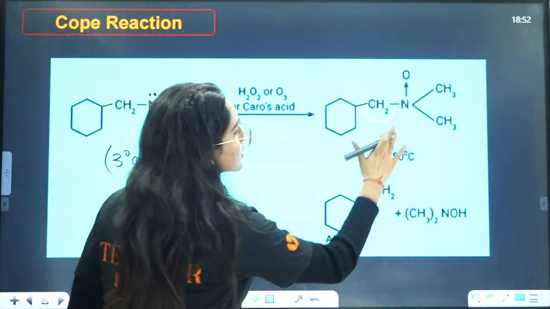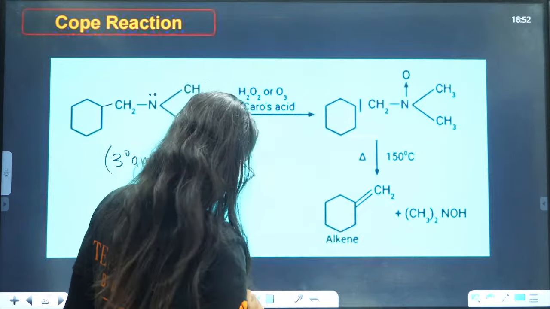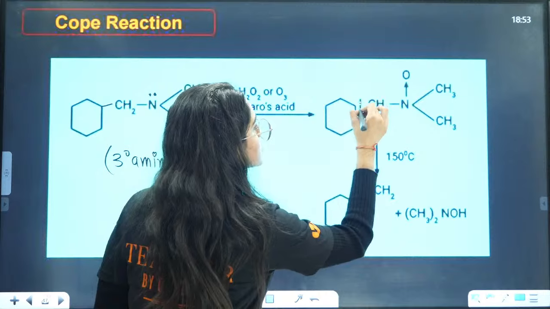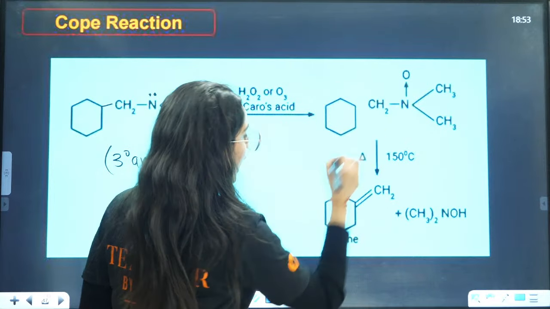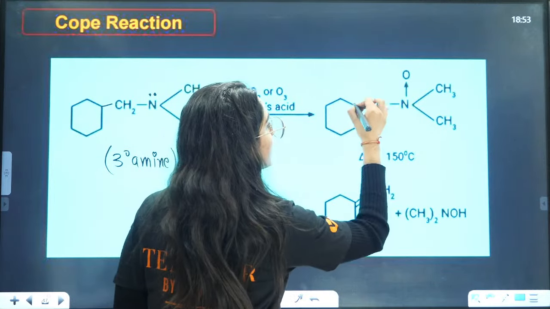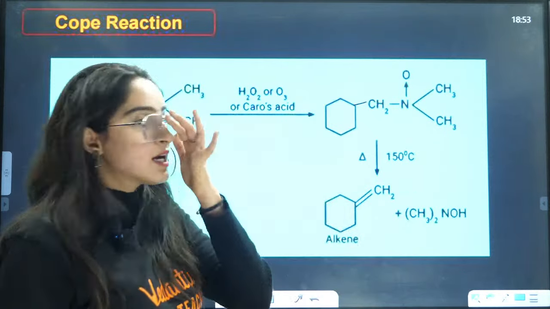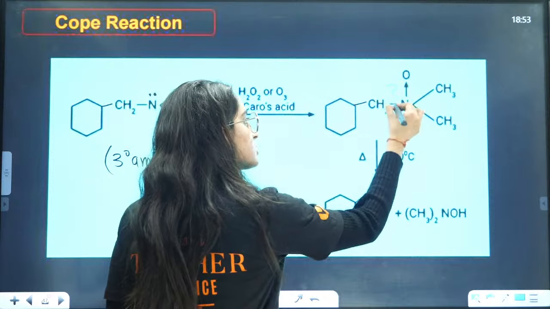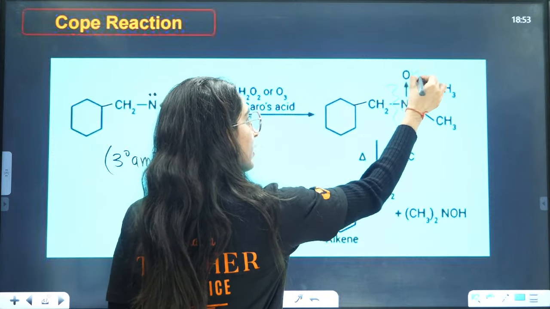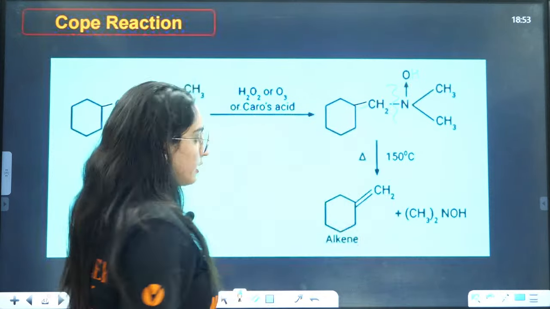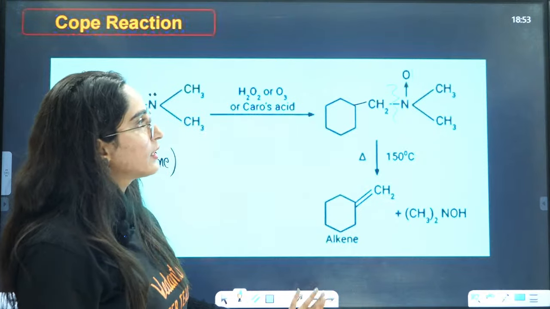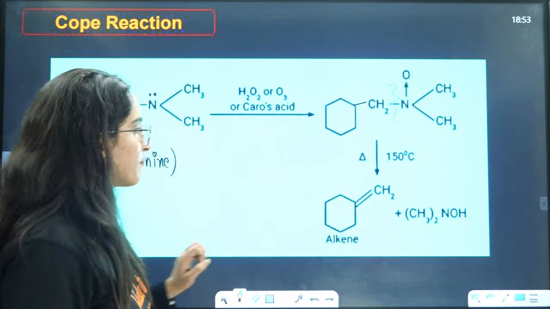So basically in this step, you will have a tertiary amine oxide. From this oxide, this bond will break. You will have OH here and you will have a double bond here. That is the thing that you will get. I'll give you one more example of this thing.